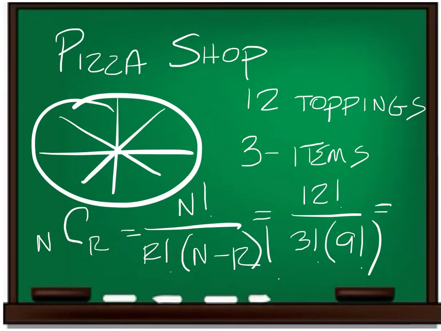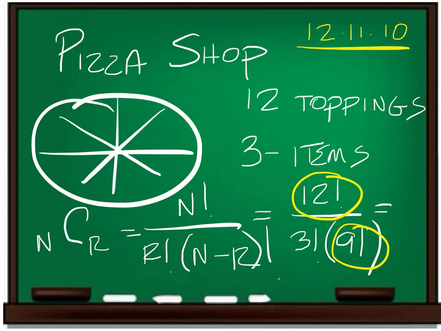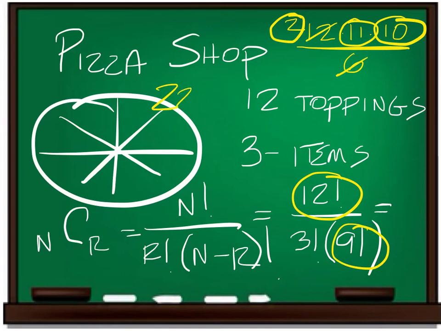You can simplify this in a number of ways. But if you think about it, 9 factorial taken out of 12 factorial leaves you with 12, 11, and 10. And then on the bottom you still have 3 factorial, which is 6. 6 can come out of 12 twice. So you have 2 times 11 is 22, and times 10. 22 times 10 is 220.